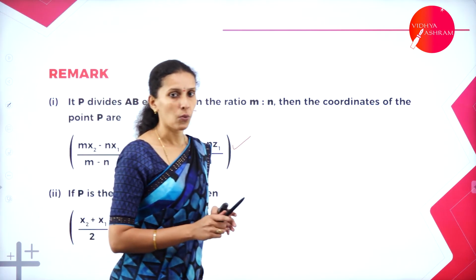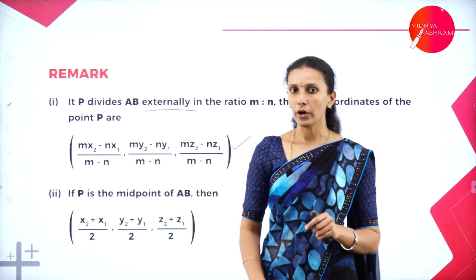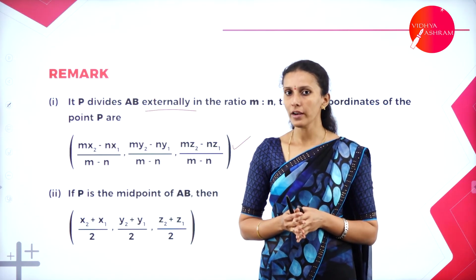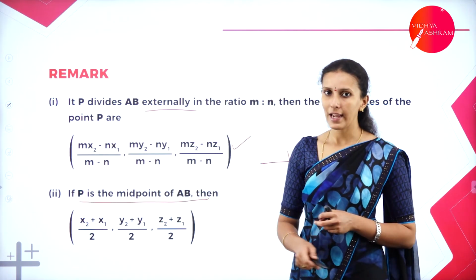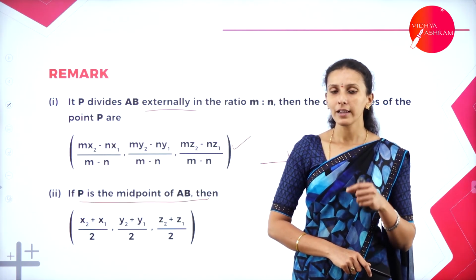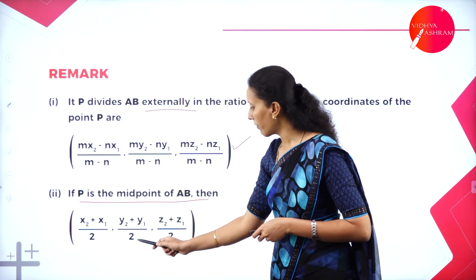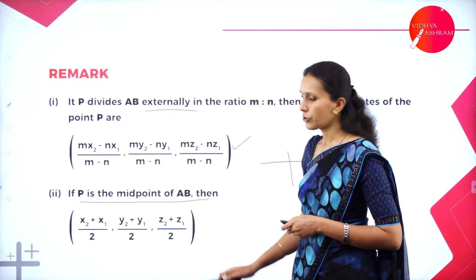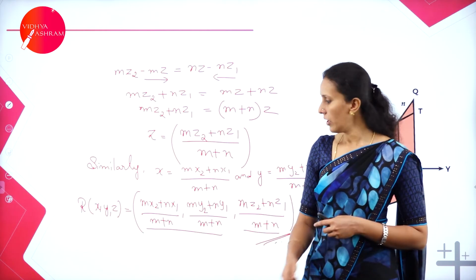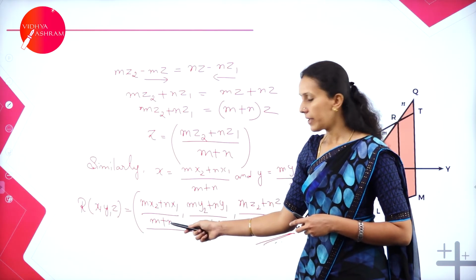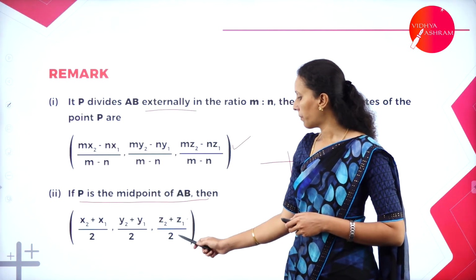Suppose it divides equally. We have a point which is exactly dividing the line at the midpoint. Then the ratio will become 1:1. So we have P as the midpoint of the line AB. The midpoint formula is in the form of x2 plus x1 by 2, y2 plus y1 by 2, z2 plus z1 by 2. In this formula, write m and n values as 1 and 1. So you will get x2 plus x1 by 1 plus 1 is 2, and similarly y2 plus y1 by 2, z2 plus z1 by 2.